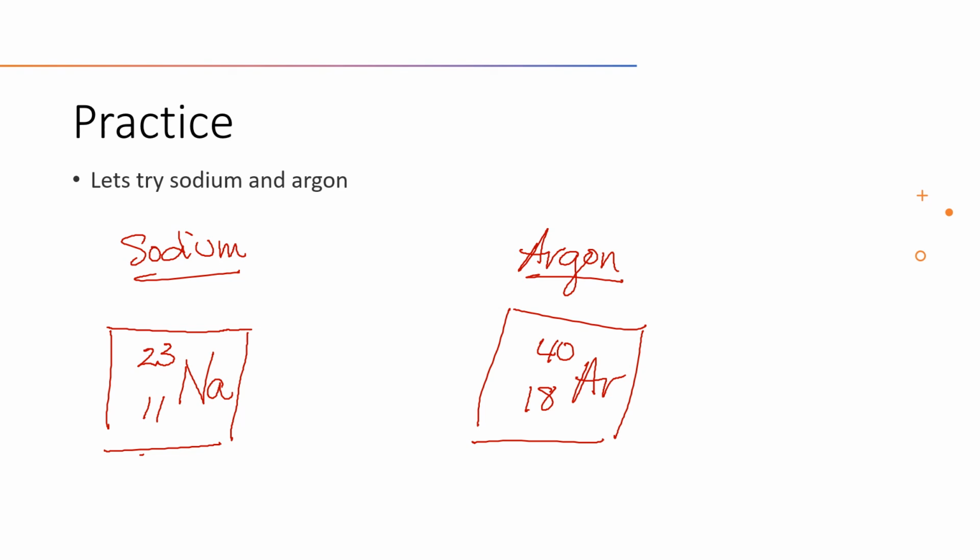Okay, so again, you have a practice sheet that you can practice finding the number of protons, the number of neutrons, the number of electrons using your periodic table, using that mass number and that atomic number to help you figure all of those out.